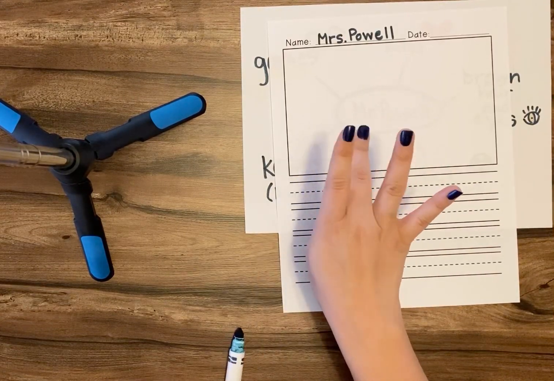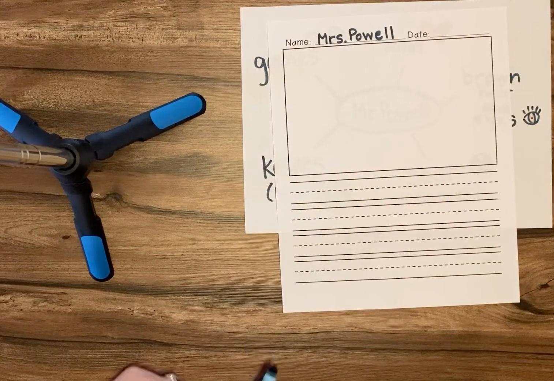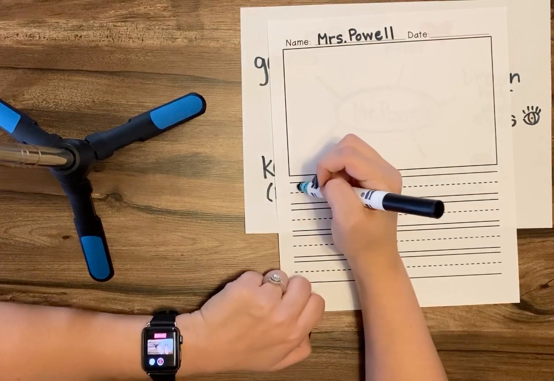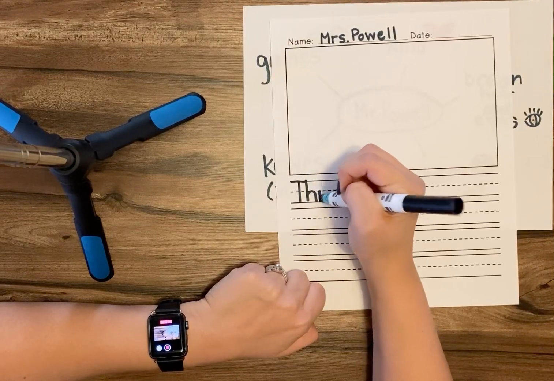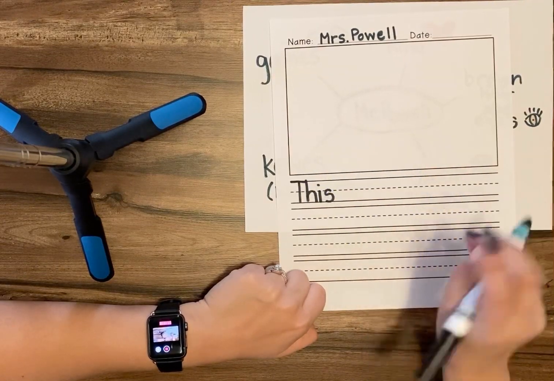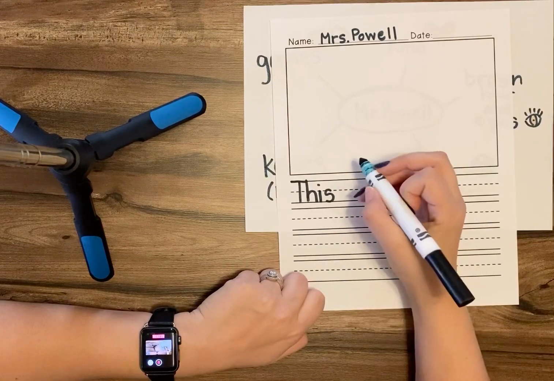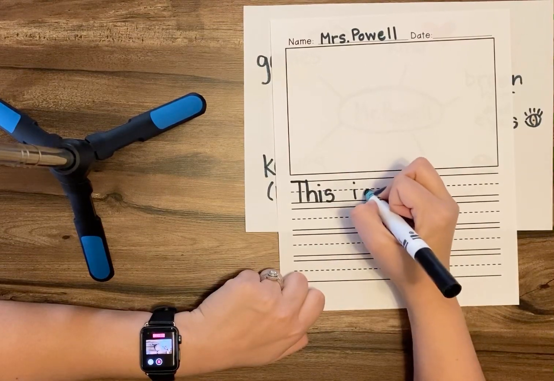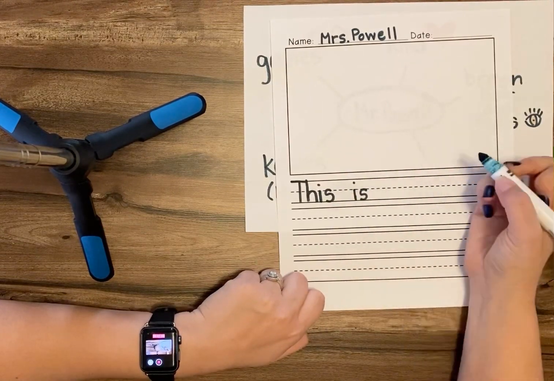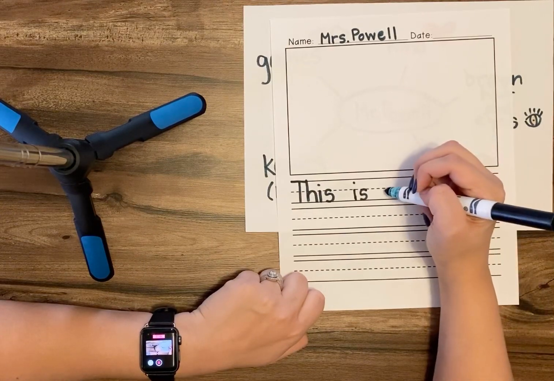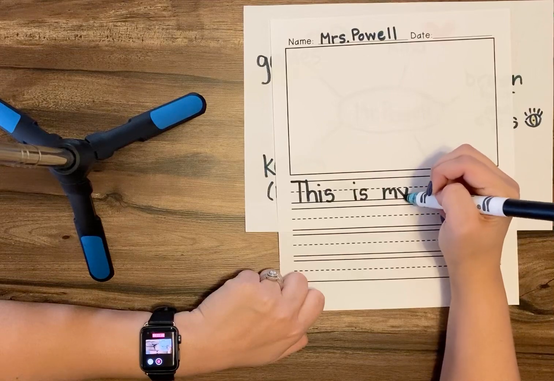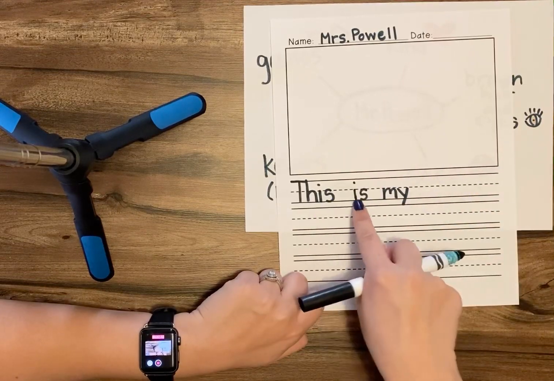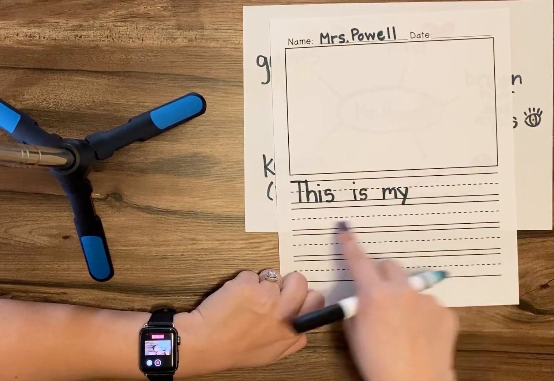4 words, this is my husband. And the first one is a sight word. T-H-I-S, this, and I can't forget my finger spaces, is, I-S, is, my, M-Y, my. Wow, all 3 of those were sight words. We know all of these words.